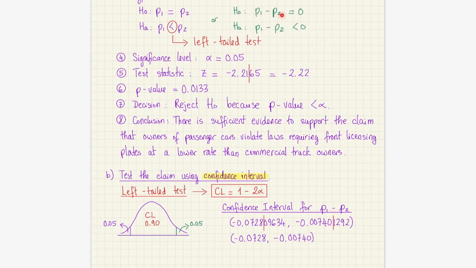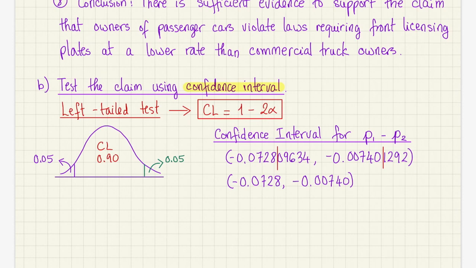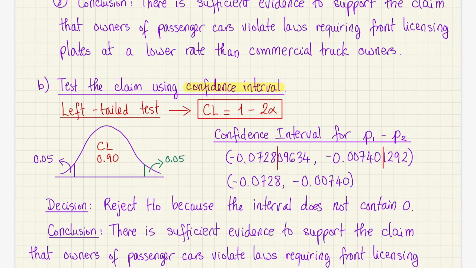My HO is P1 minus P2 equals 0. This interval is from negative 0.0728 to negative 0.00740. 0 is not contained in this interval. That means HO is rejected because 0 is not in here. And the conclusion should be similar to the previous part.